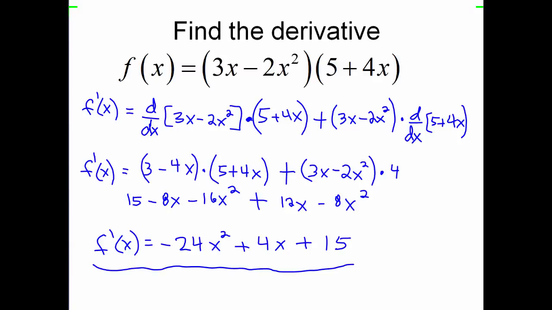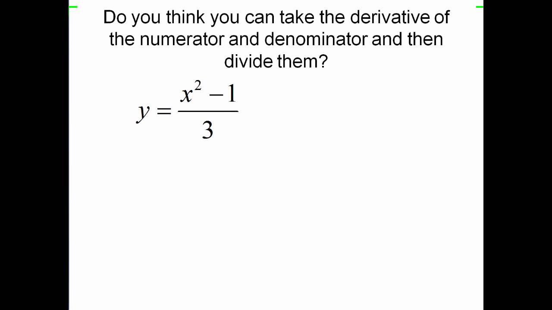So the derivative is the equation to find the slope when you need it. So don't ever forget that. Okay, so do you think you can take the derivative of the numerator and denominator and then divide them? Well, if we take the derivative of the top, that's 2x. If we take the derivative of the bottom, that's a 0, because the derivative of a constant is 0. Obviously, we can't divide by 0 in math, so this is not possible. This is incorrect.